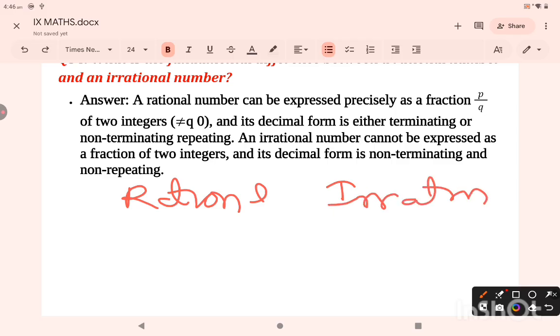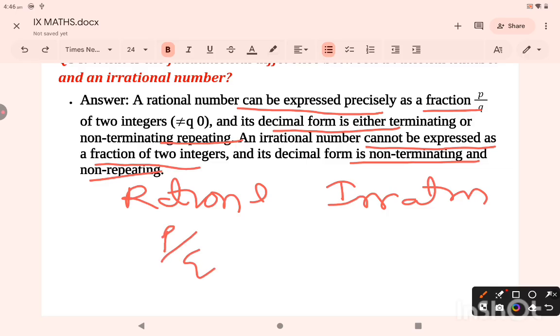A rational number can be expressed precisely as a fraction p by q, where p and q are integers, q not equal to 0. Its decimal form is either terminating or non-terminating repeating. An irrational number cannot be expressed as a fraction of 2 integers and its decimal form is non-terminating, non-repeating. So, every rational number can be expressed in the form of p by q.